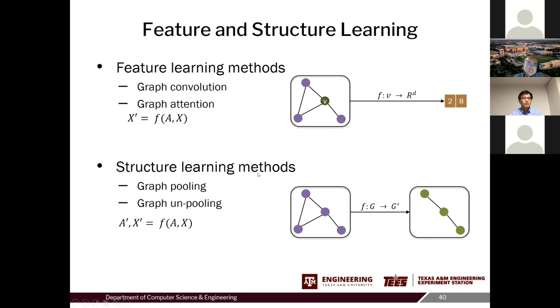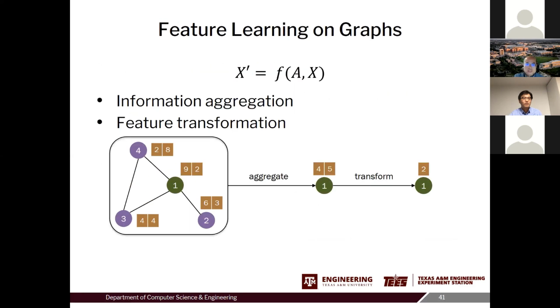And in the structure learning part, you have an adjacency matrix as input, you have the feature matrix as input. The output will be a new adjacency matrix and a new attribute matrix. So in this case, the graph topology will also change. So here is an example. You have an input like this, you produce an output with different feature vectors and even different topology. So I will talk about each of these cases separately.